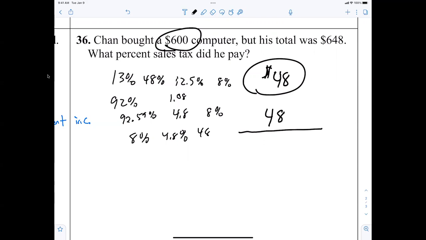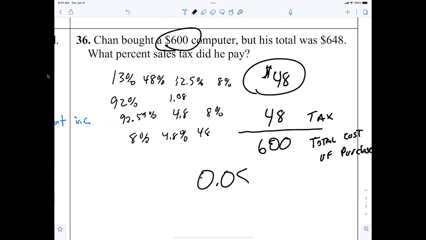So the tax rate is always the tax divided by the total cost of the purchase. And what did you purchase? A computer. Which cost? 600. Right. So it's just 48 divided by 600. And somebody do that for me. That's 0.08, which is also known as 0.08, which is the same as 8%. Thank you. That was a nice job.